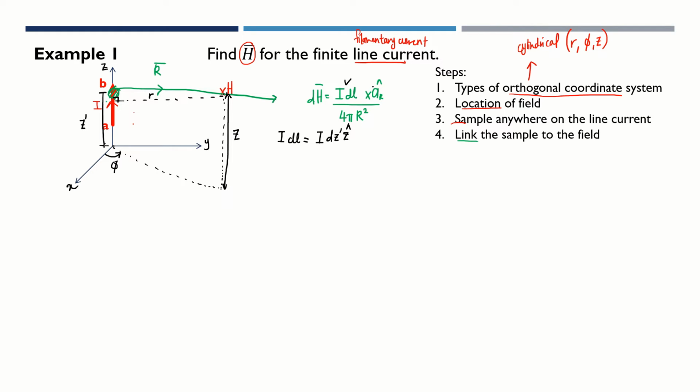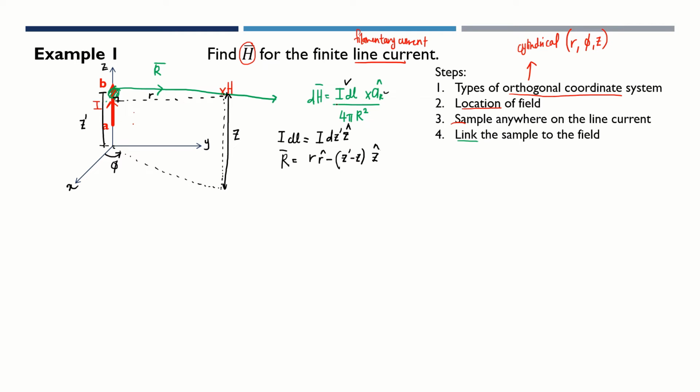Now, in terms of unit vector, I need to know my vector R first. So my vector R will be R in the R direction, the radius, positive R direction, minus, because the sample is going down from the H. The height of H will be Z prime minus Z in the Z direction. I hope this one is clear. R is going out in the positive R direction, because it goes in this way. And in the Z direction, our H is located slightly down compared to this sample, so it will be Z prime minus Z, going in the minus Z direction.